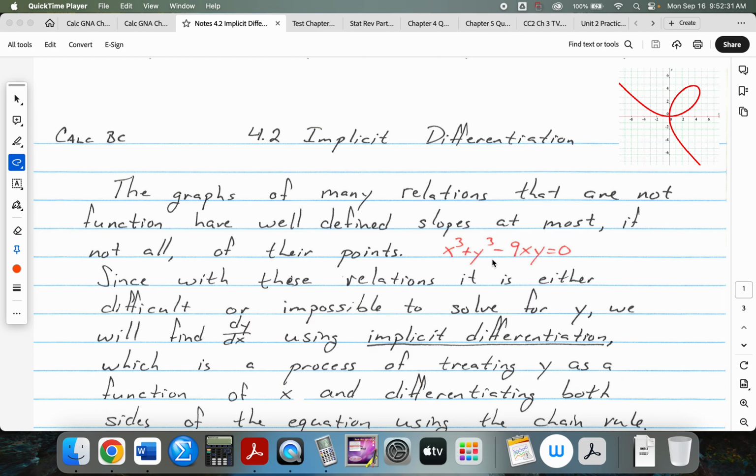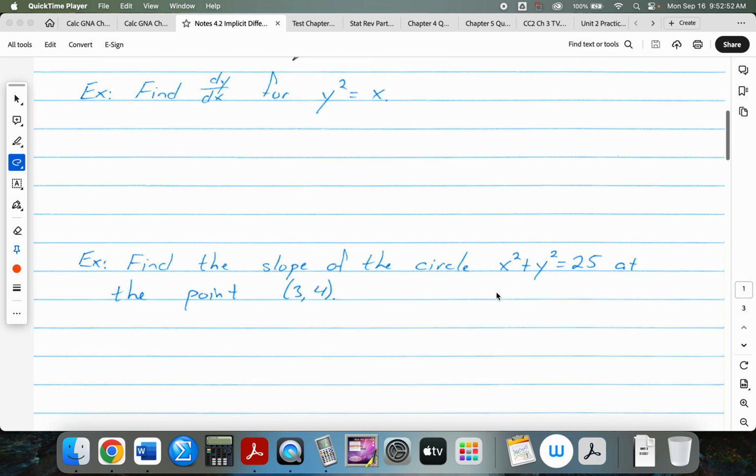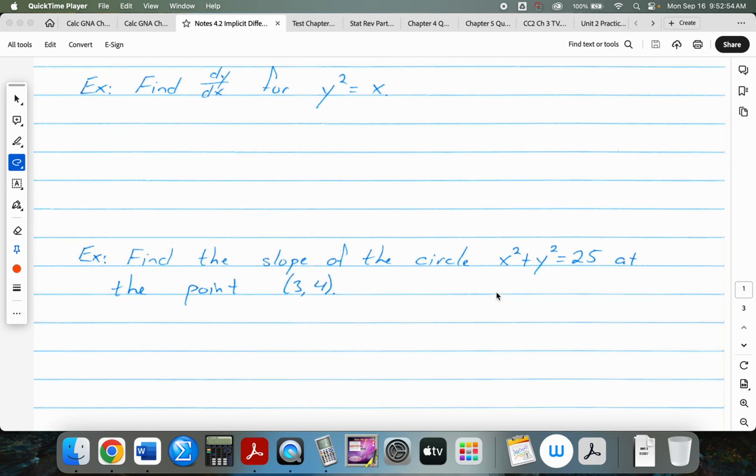So what we're going to do is find dy dx using what's called implicit differentiation, where you treat y as some unknown function of x, and then you differentiate both sides of the equation using the chain rule. So let me give you an example here. If y squared is equal to x, that's a sideways parabola. It's 2 different functions.